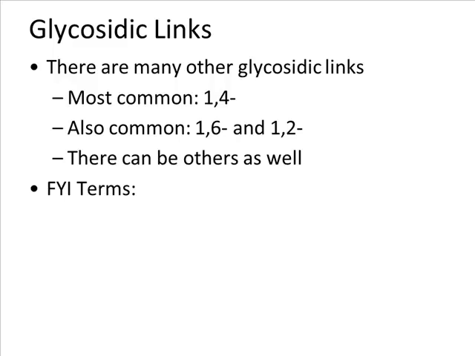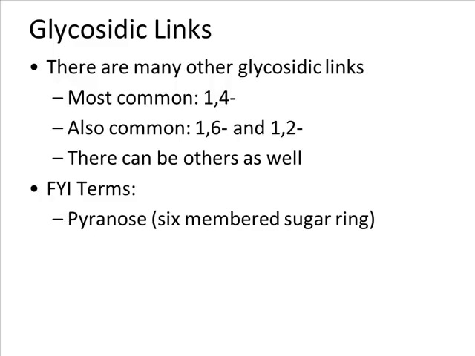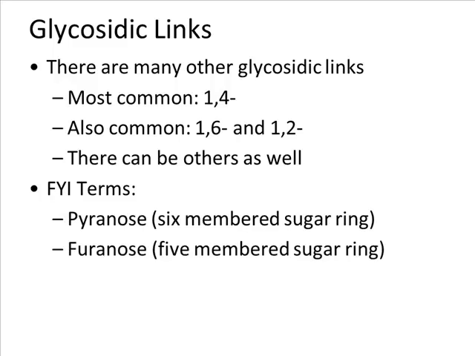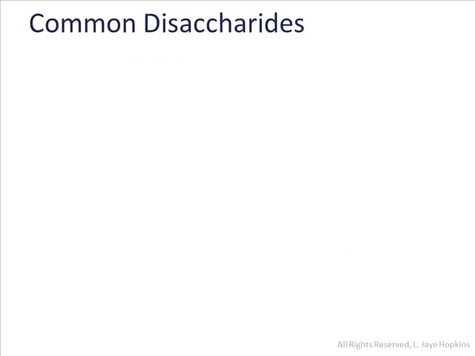Just so you know, there are some other more technical terms that get employed, especially when dealing with these cyclic structures coming together to make disaccharides. While I won't require you to know this, it's helpful to know that sometimes people refer to six-membered sugar rings, like the ones we just saw, as pyranose structures, and five-membered rings as furanose structures. And that can show up again if you go into a field where you deal a lot with metabolism and biochemistry. Let's look at a few common examples of disaccharides that you've probably heard of.